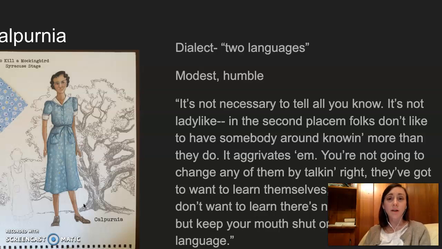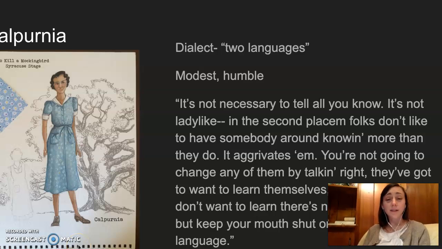which shows that she's not trying to put on airs. She's modest and humble, and she has this great quote, says, it's not necessary to tell all that you know. It's not ladylike. In the second place, folks don't like to have somebody around knowing more than they do. It aggravates them. You're not going to change any one of them by talking, right? They've got to want to learn themselves. And when they don't want to learn, there's nothing you can do but keep your mouth shut or talk their language. And she shows incredible wisdom here that most of the other characters do not have.